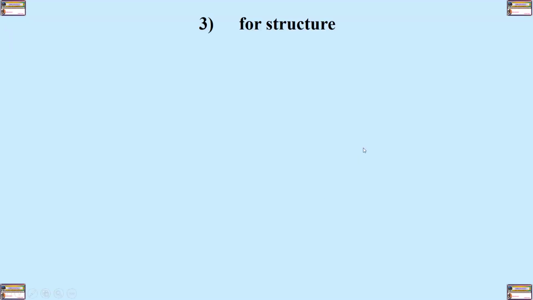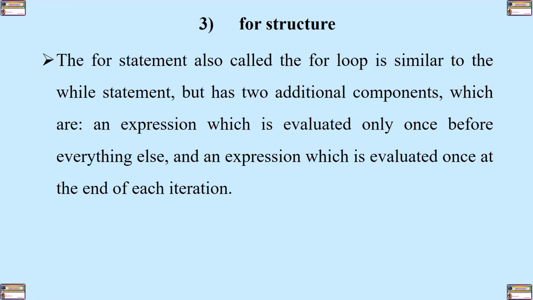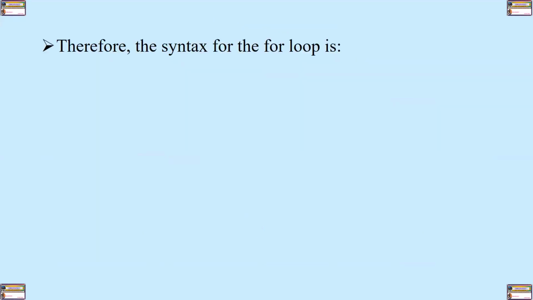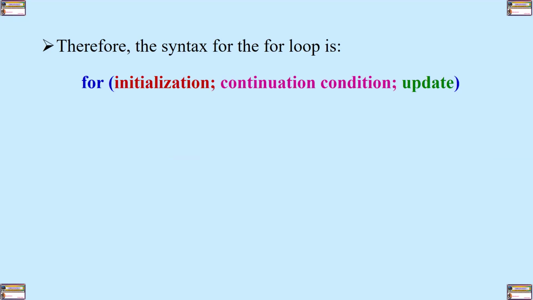So our last control structure for iteration in C++ is called the for structure. The for statement, also called the for loop, is similar to the while statement, but has two additional components, which are an expression which is evaluated only once before everything else, and an expression which is evaluated once at the end of each iteration. So the loop is controlled by three separate parts, which are initialization, a continuation condition, and an update.